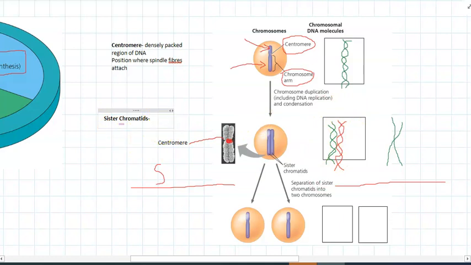So sister chromatids are the individual DNA molecules in a replicated chromosome. And it's these two sister chromatids that pull apart when we get to mitosis.